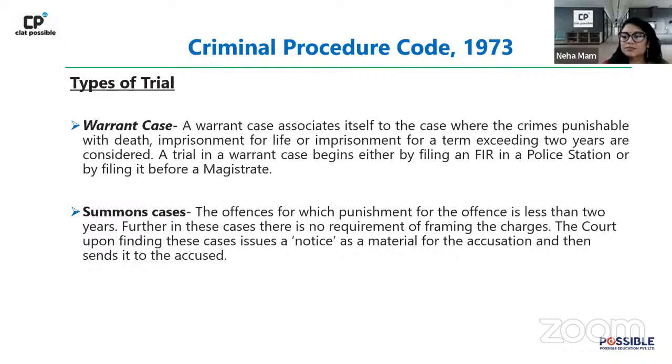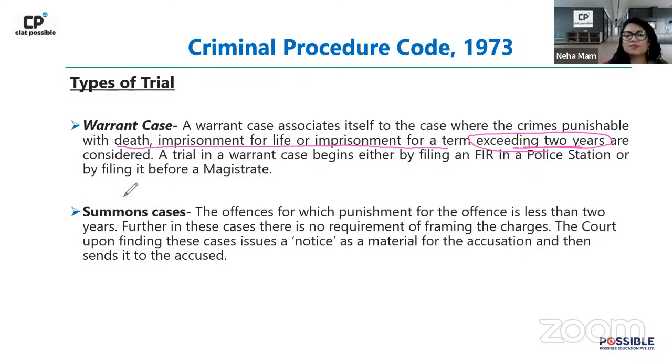Okay, now we come to the types of trials. The first one given here is a warrant case. Now when you look at a warrant case, what is it? It is a case where the punishment is death, imprisonment for life, or imprisonment exceeding 2 years. Right? So any case in which the punishment is for more than 2 years is considered a warrant case.